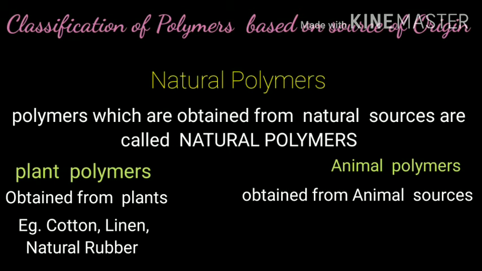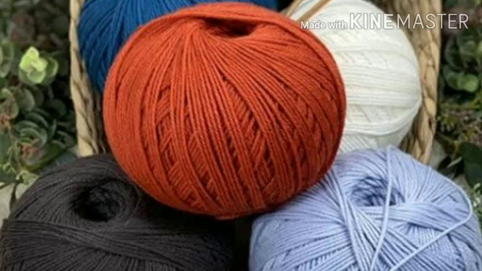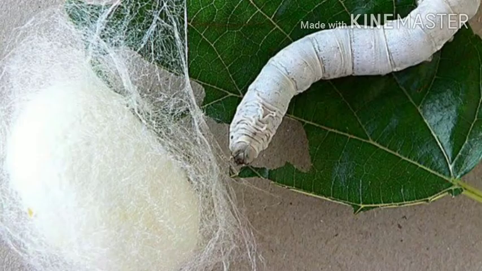Next are animal polymers. The polymers which are obtained from animal sources are called as animal polymers. Examples of animal polymers are wool, which is obtained from the hair of the sheep. Other example is silk, which is obtained from silkworm.